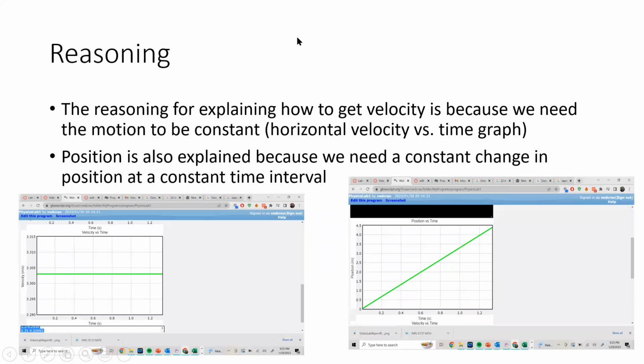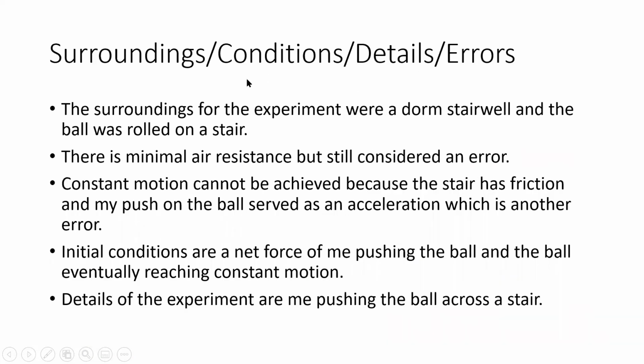Reasoning. The reasoning for explaining how to get velocity is because we need the motion to be constant, horizontal velocity versus time graph. Position is also explained because we need a constant change in position at a constant time interval. Surroundings, conditions, details, and errors of the experiment.